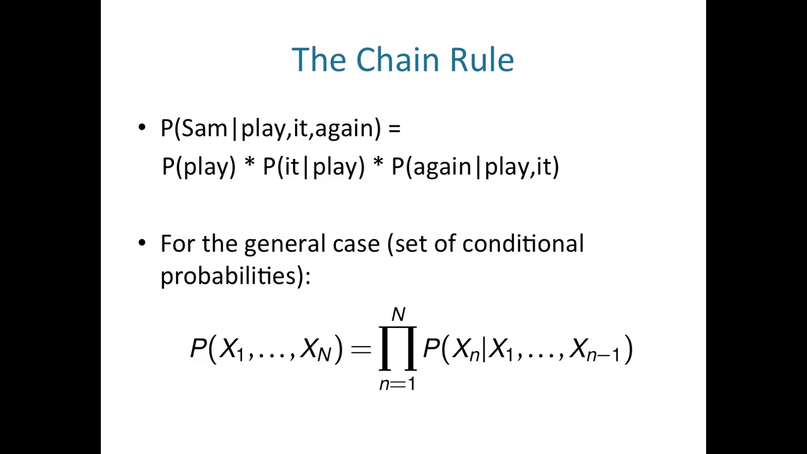So it can be expressed as a product of the probability that play appears in the sentence, given that play appeared, and that again appears in the sentence given that play and it appeared. Okay? So in general, and this is the reason why we call it chain rule, for the general case, the way we express that probability, which is the joint distribution of different events happening, is going to be based on the product of different conditional probabilities.